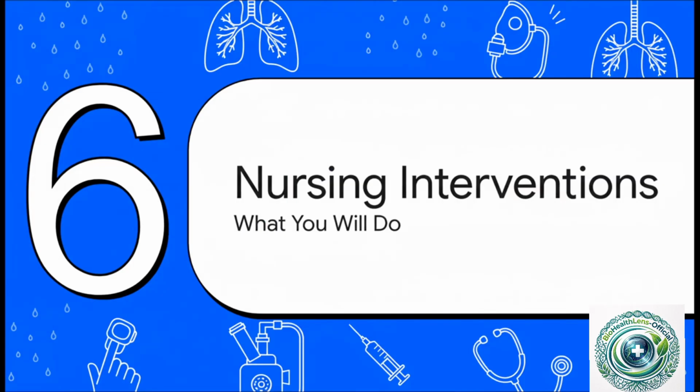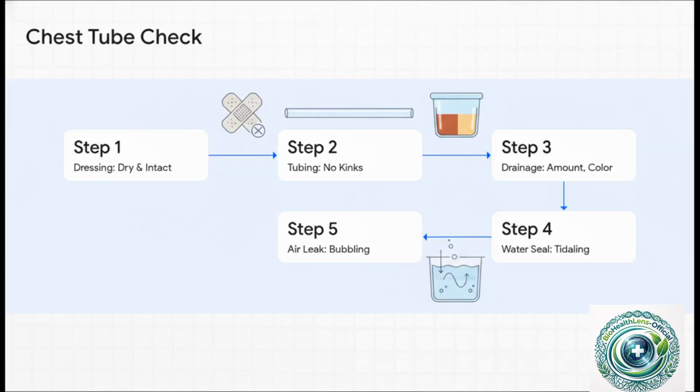All right, enough theory. Let's get to the practical stuff. The what do I actually do about it part of nursing. These are the core interventions you'll be using for your respiratory patients. If your patient has a chest tube, this little 5-step check should become muscle memory. You do it every single time you walk in that room, no exceptions. Check the dressing, the tubing, the drainage, look for tidaling, and check for bubbling, every time.